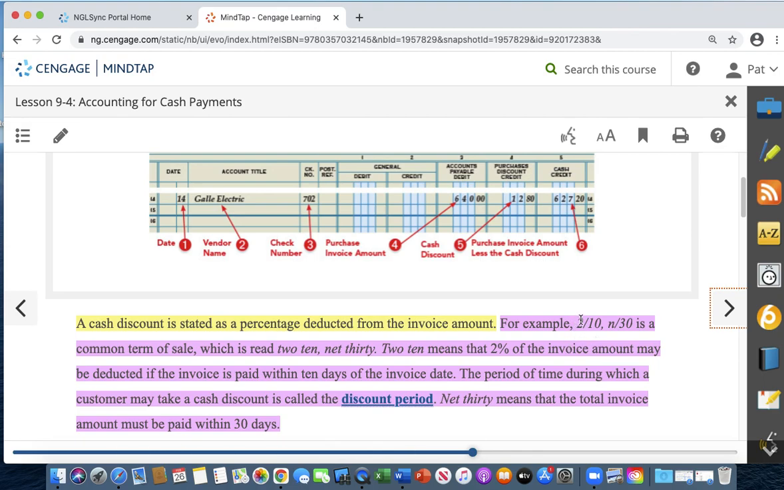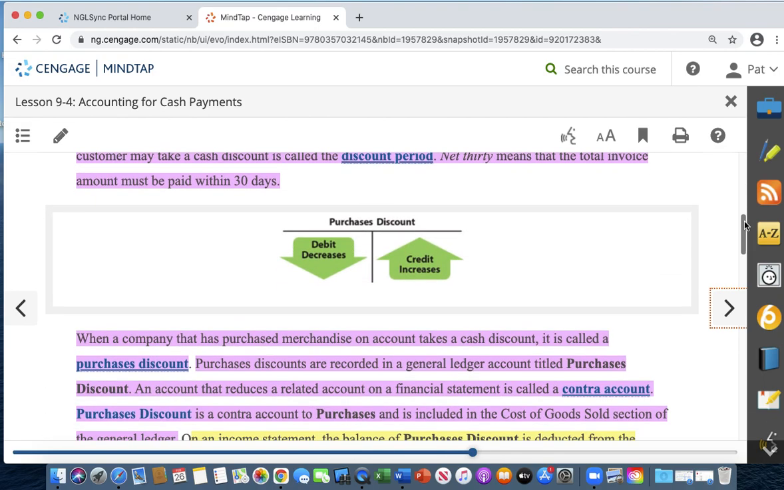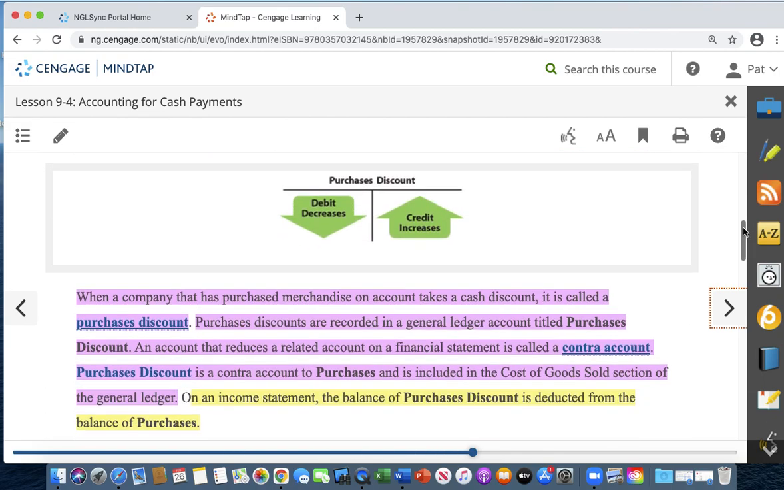2 is the percentage. The first number is the percentage. Could be 1, could be 3, whatever they give us. And then we just have to make sure we pay the bill. But debits need to equal credits. Purchases discount is our new account.